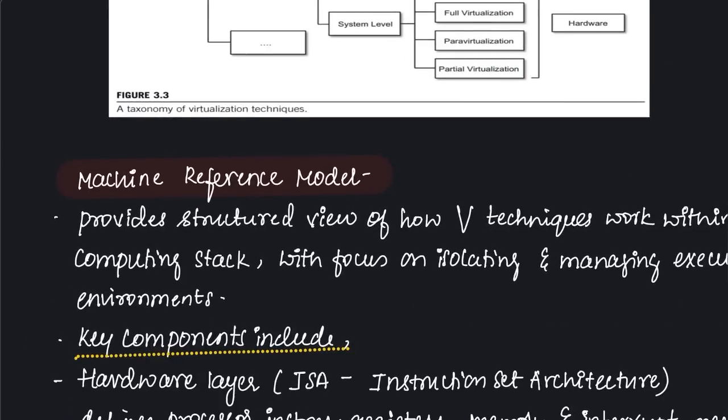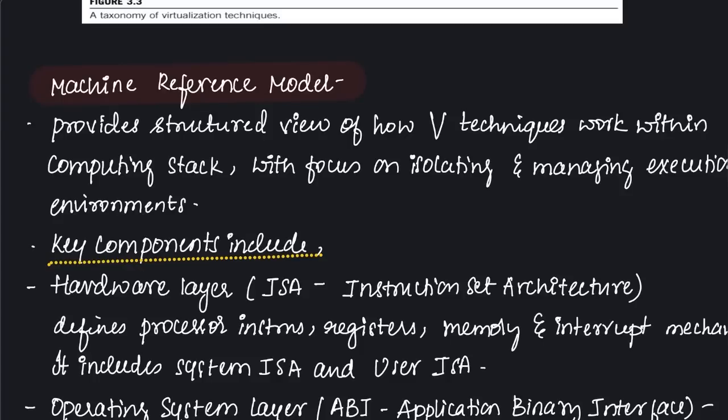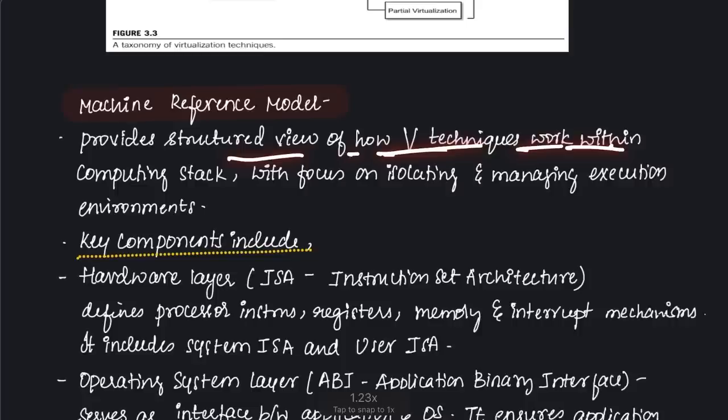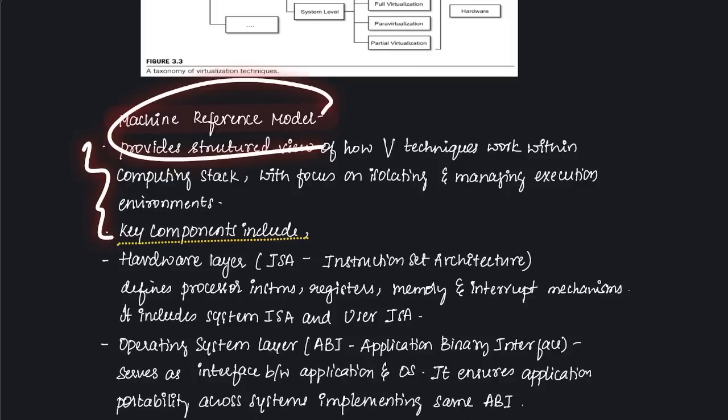Next we have the machine reference model. The machine reference model will outline the relationship between various levels of abstraction in computing, from the hardware to the user level program. It provides a structured way of how the virtualization techniques work within a computing stack, with the focus on isolating and managing execution environments. So this is the definition of the machine reference model.